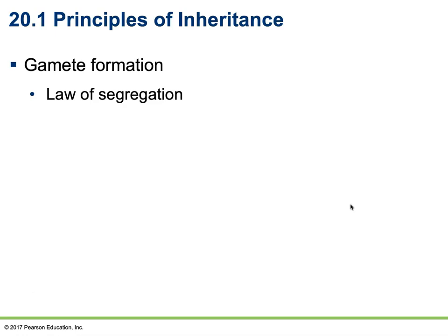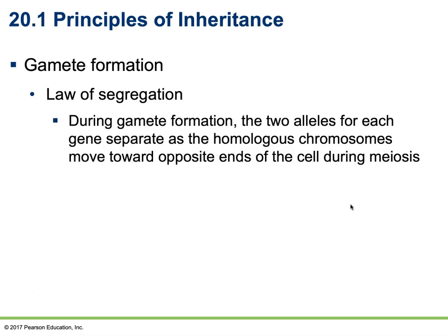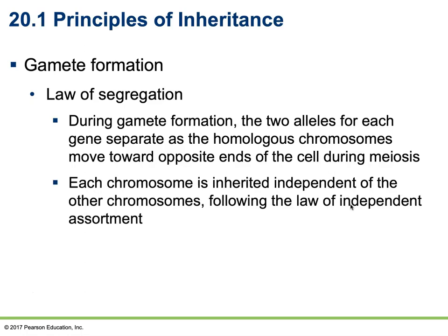The law of segregation that he came up with was that during gamete formation, two alleles for each gene are going to separate as the homologous chromosomes move towards opposite ends of the cell during meiosis. Each chromosome is going to be inherited independent of the other chromosomes, following the law of independent assortment.